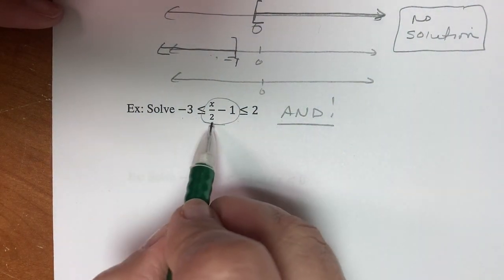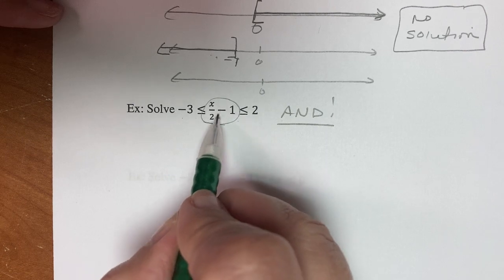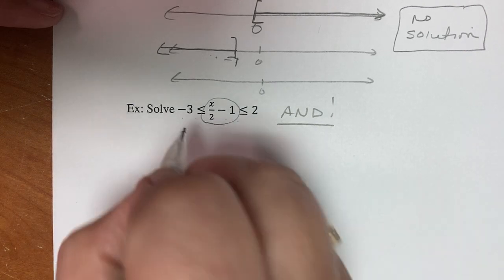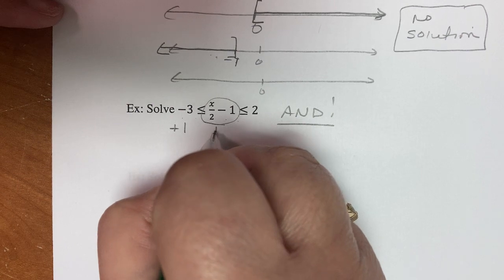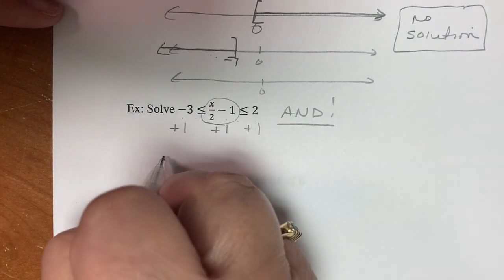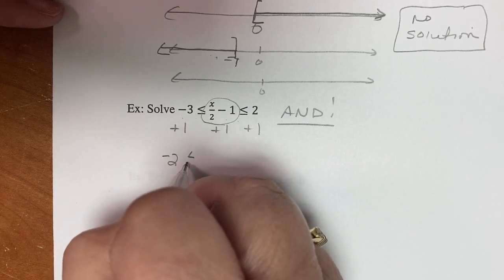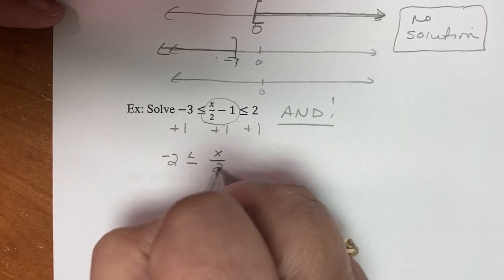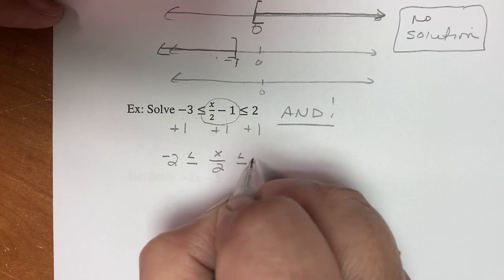So I need to get the x alone. What am I going to do first to get the x alone? I'm going to add 1, but I have to add 1 to all 3 parts. So that's going to give me negative 2 is less than or equal to x over 2, which is less than or equal to 3.